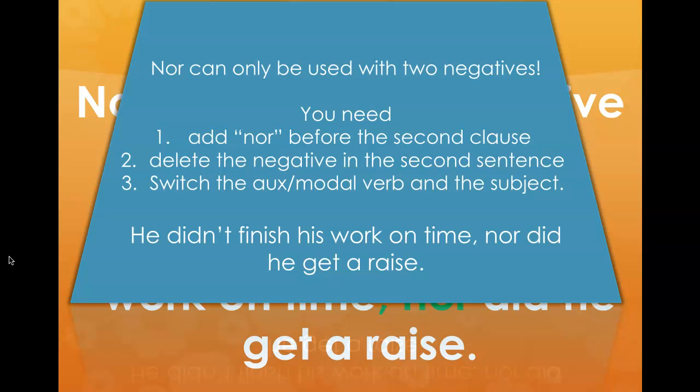You add nor before the second clause, but nor is already negative, so we have to delete the NT from did in the second clause. So instead of he didn't get a raise, it becomes nor did. And we also have to switch the auxiliary or modal verb and the subject. So instead of nor he did get a raise, we would say nor did he. He and did switch. He didn't finish his work on time, nor did he get a raise.